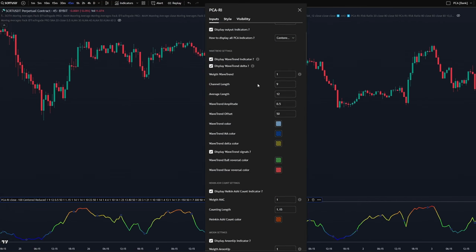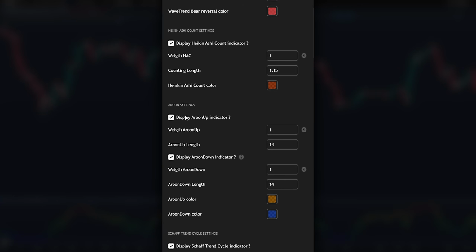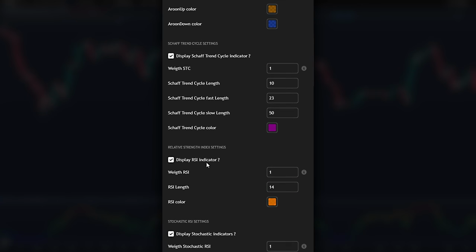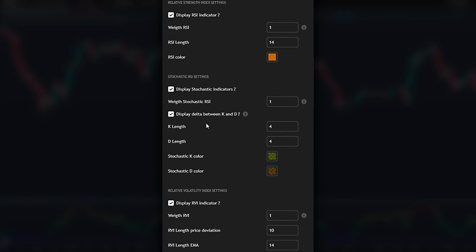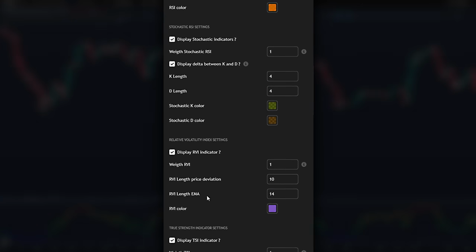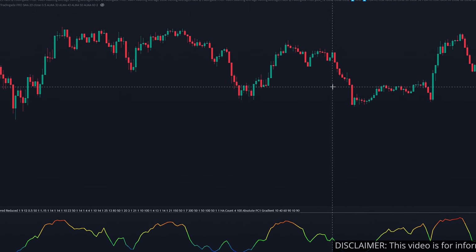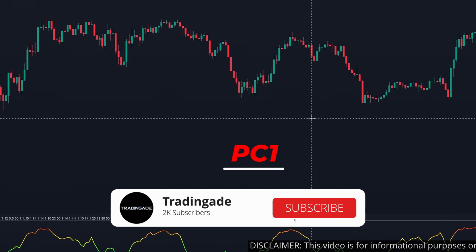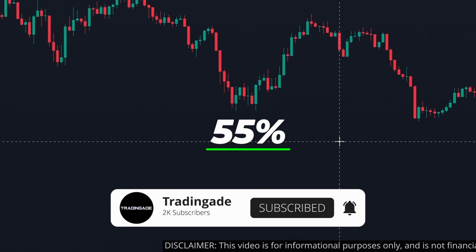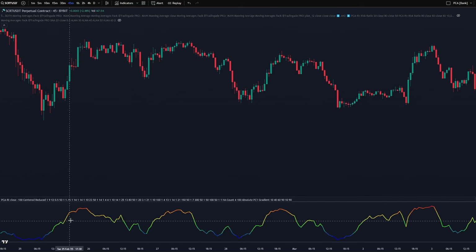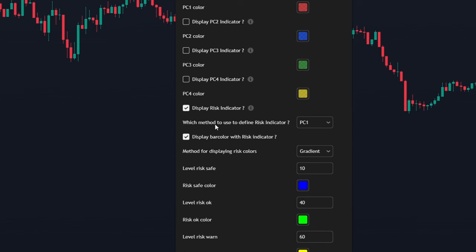The indicators are the wave trend, Fibonacci counts, Ehlers oscillator, Schaff trend cycle, RSI, stochastic RSI, relative volatility index, and many others. It uses principal component analysis, PCA, to create a primary component, PC1, which captures 55% of the information from these indicators. To make it short, this line represents a combination of all of these indicators, weighted by a specific percentage. If we scroll down here to the which method to use to define risk indicator, we have different kinds of calculation. We're gonna just leave the PC1.